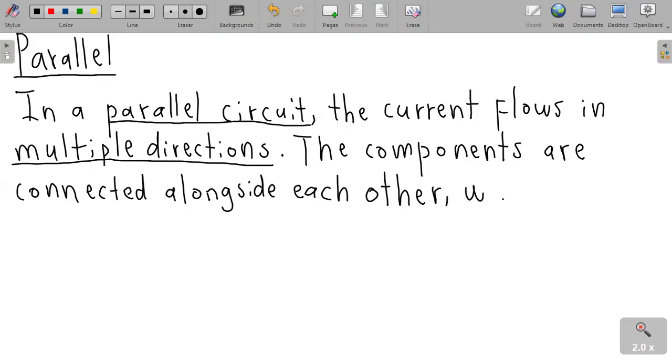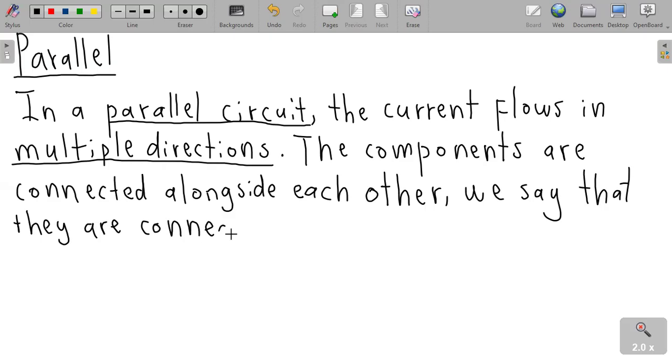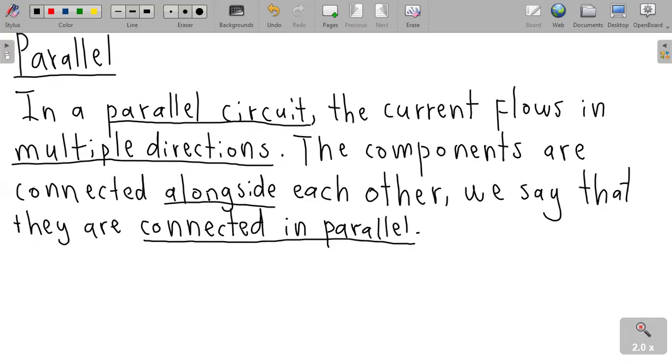So we say that they are connected in parallel. They are connected in parallel. So they're connected alongside each other. So we say that they're connected in parallel here.